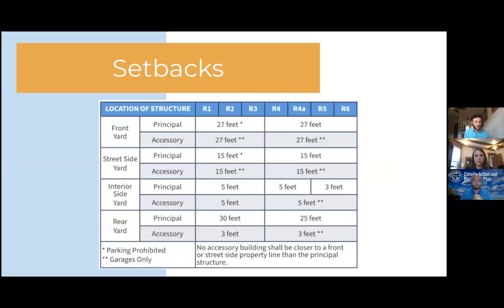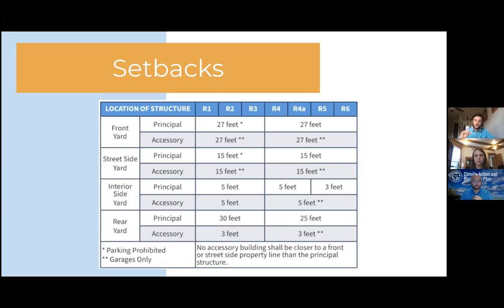So moving on, the next key regulation related to accessory dwelling units are called setbacks. These are the distances which structures, both primary residences as well as accessory structures in backyards, need to be from property lines, streets, and other buildings.